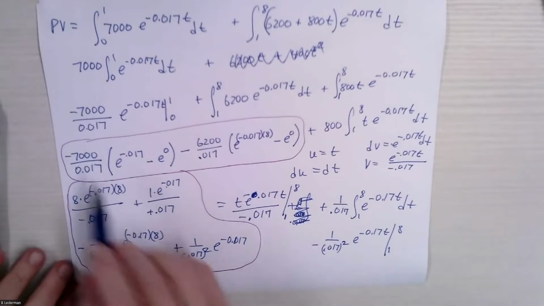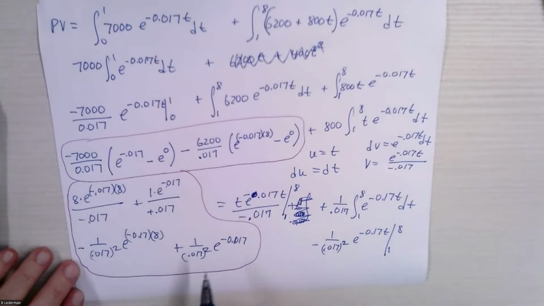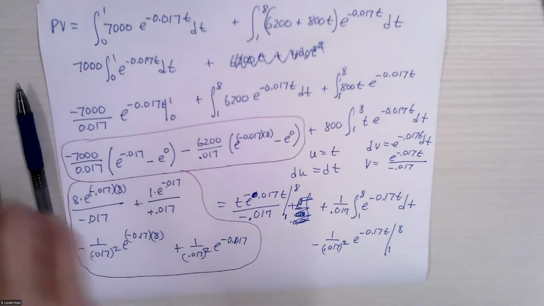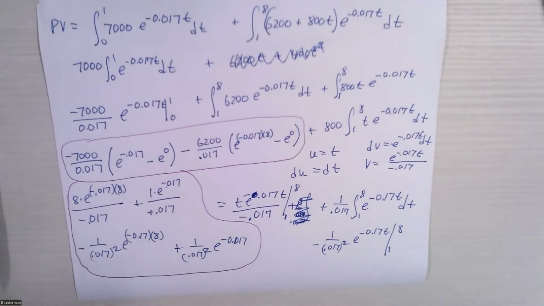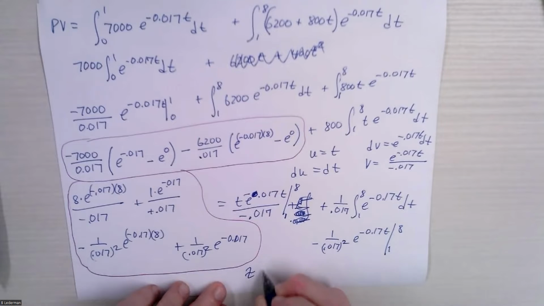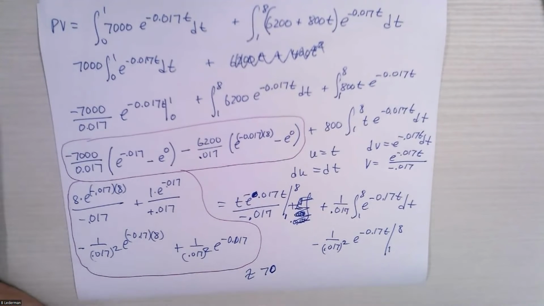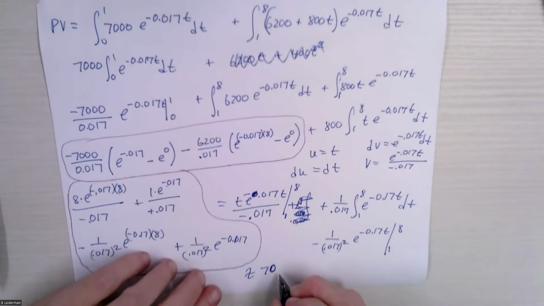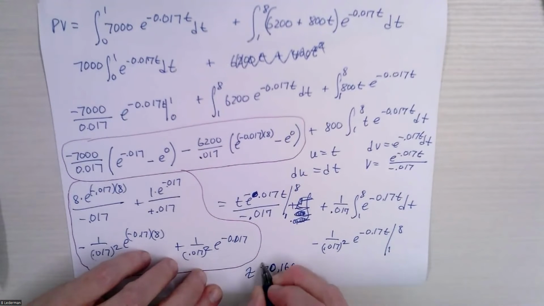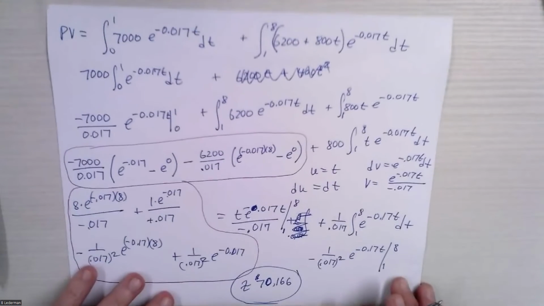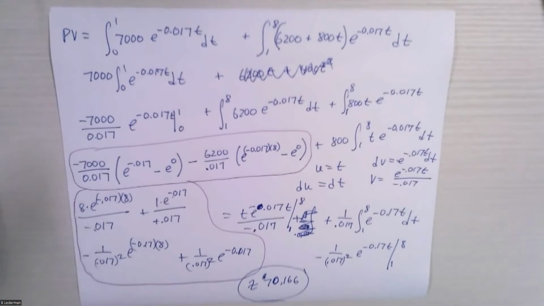And there you go. If you add up all that stuff, you're going to get approximately 70,166 dollars. Again, this is something that can be crunched out on a calculator, and that is my story, and I'm sticking to it.